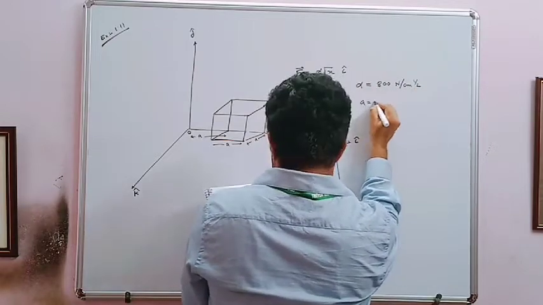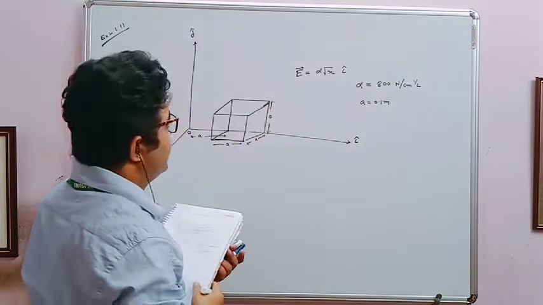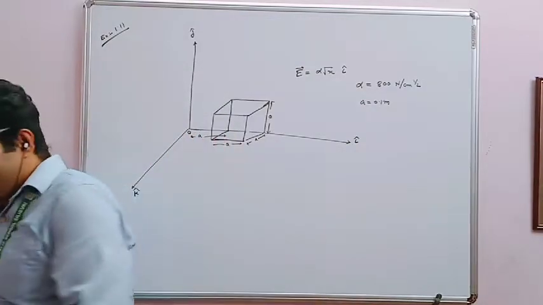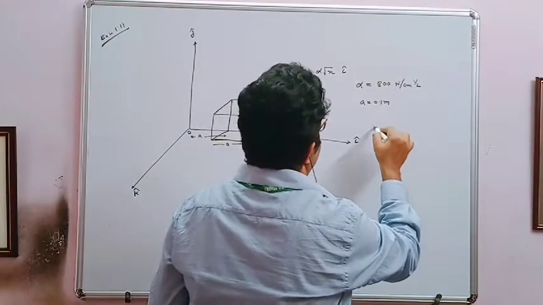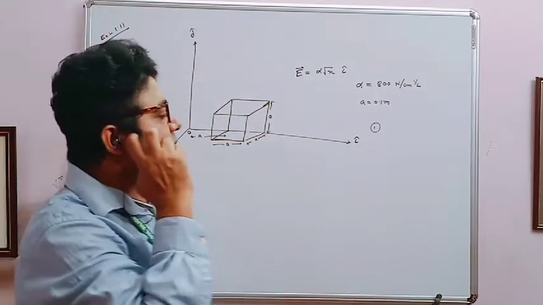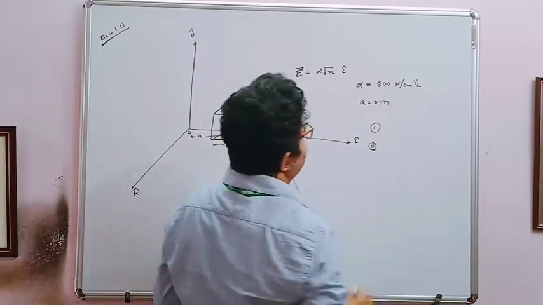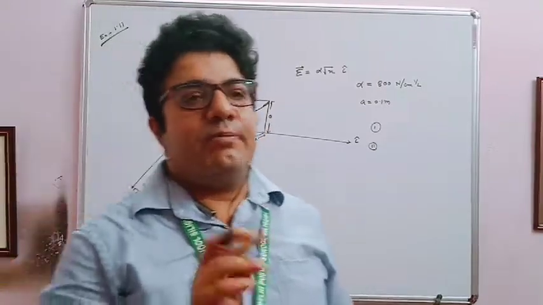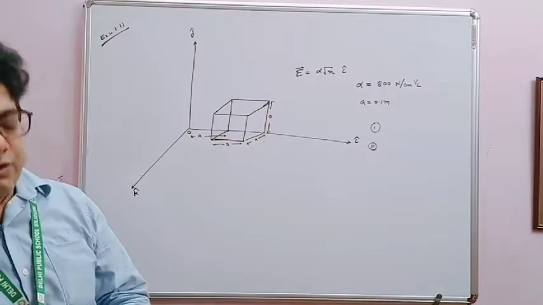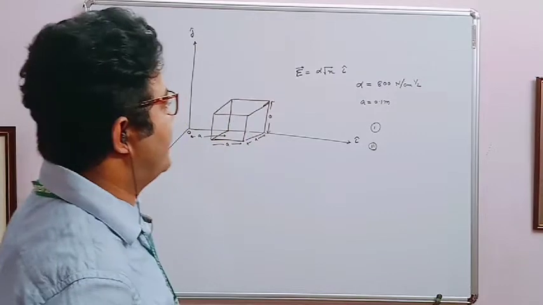A is given as 0.1 meter or 10 centimeter, and the question is to find: number 1, the total flux, and number 2, the total charge within that enclosed Gaussian surface. This one is your question.